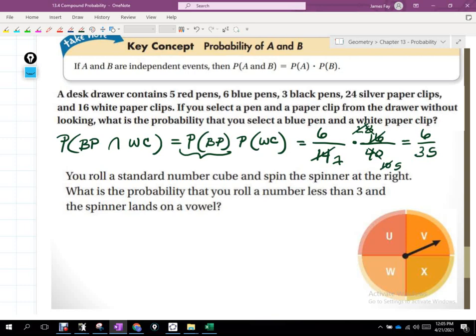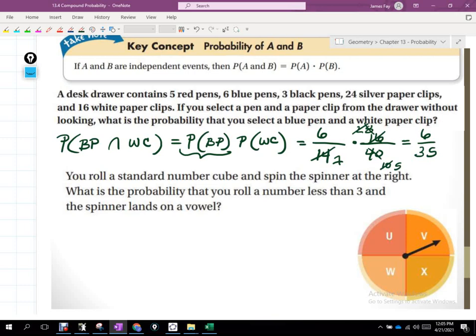What that means to us, if I view it as 6 over 35, is that if I were to conduct this experiment 35 times, have my desk arranged like this, close my eyes, pick with my left hand a pen and my right hand a paperclip, 6 out of those 35 times, I can expect to get a blue pen and a white paperclip. Does that make sense? That's the theoretical probability here. That's what we can expect. Now, if we do that 35 times, we might not get 6, but we'll probably get something close to that. The experimental probability might be a little bit different.